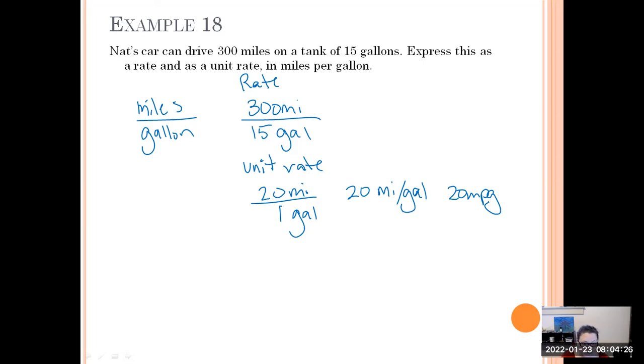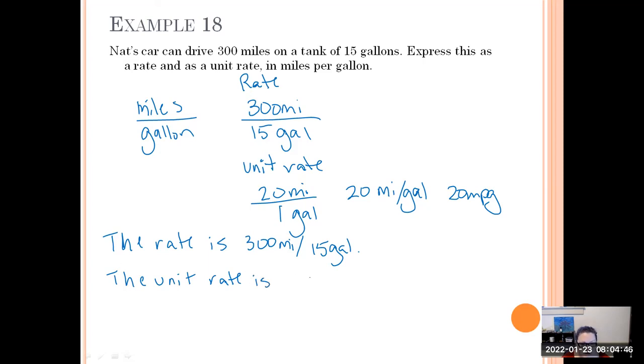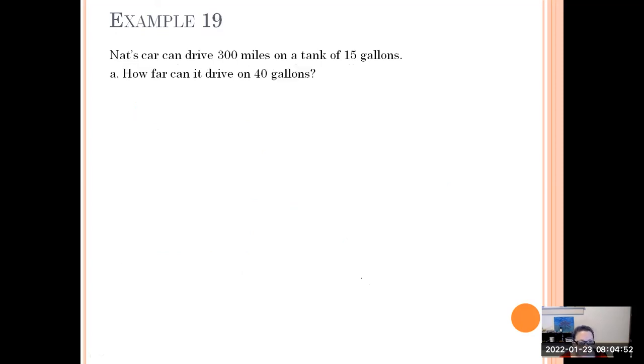You're going to want to write a sentence. The rate is 300 miles per 15 gallons. The unit rate is 20 miles per gallon. You could write any of those three that are above there, though. They'd be totally fine.